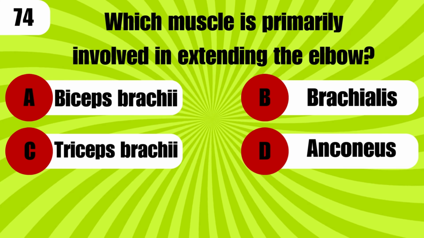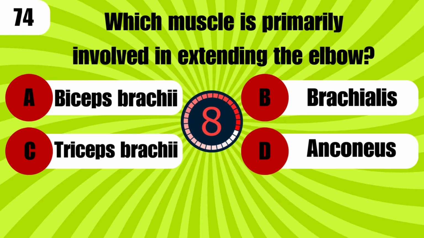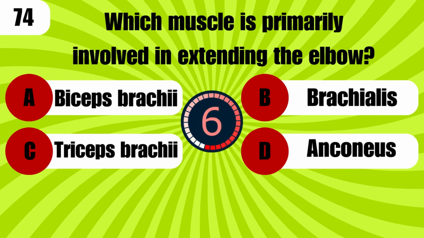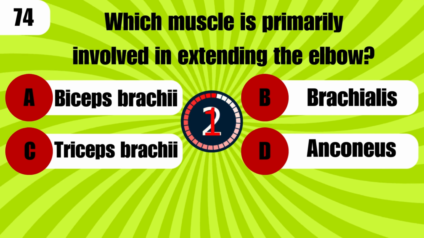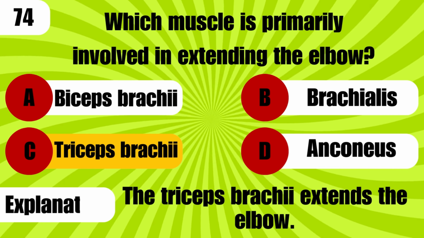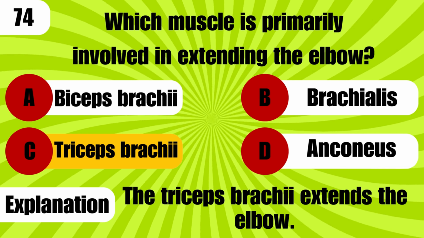Which muscle is primarily involved in extending the elbow? Option A, biceps brachii, brachialis, triceps brachii, anconeus. Triceps brachii. The triceps brachii extends the elbow.